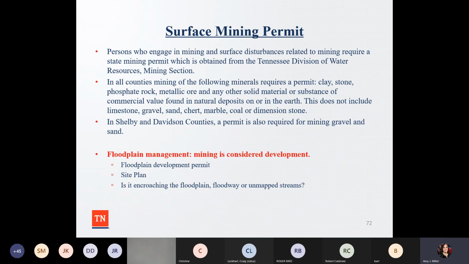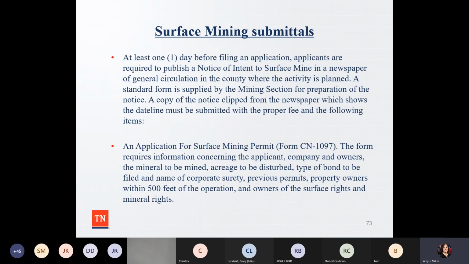And then also for floodplain management, because mining is part of the definition of development, you're going to want to make sure you have a floodplain permit, a site plan, and that it's not encroaching on the floodplain, floodway, or unmapped streams. So make sure you have all your I's dotted and T's crossed, and that you have a site plan drawn out that shows the National Flood Hazard Layer versus where the proposed development is going to be occurring.